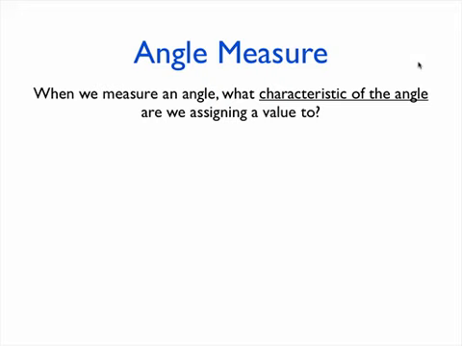So one person nailed it. It's the openness of the rays. If you think about the door, if the door is closed completely, what number is that for openness? Zero. That's a zero angle. Then as we open the door more and more, the measure of the angle will increase. So how open it is is what we're quantifying, what we're assigning a number to. Okay?